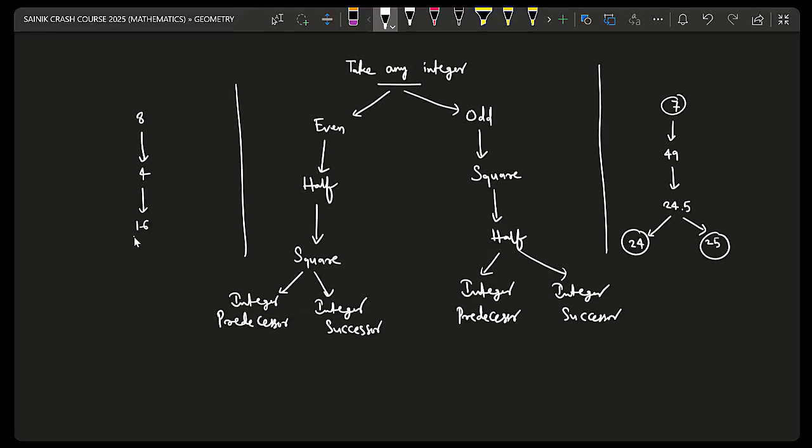16. The integer just less than that? Sir, 15. The integer just more than that? Sir, 17. So you can check whether 8, 15, 17 are creating a Pythagorean triplet or not.